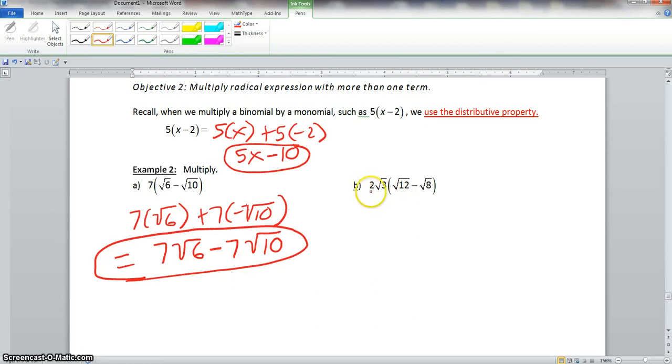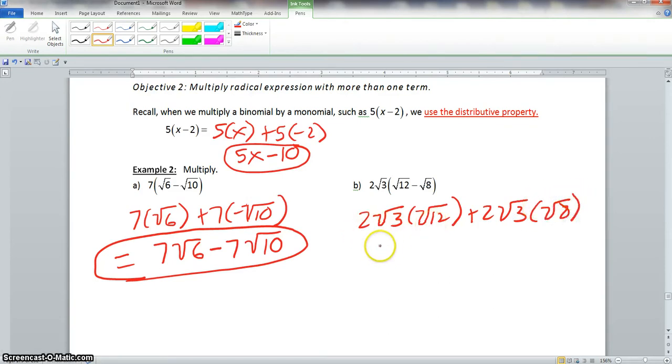Now we come here to B. We would take 2 square root of 3 times both of these terms. So we have 2 square root of 3 times the square root of 12 plus 2 square root of 3 times the square root of 8. So 2 square root of 3 times the square root of 12 is 2 times the square root of 36. And then this is supposed to be a negative square root of 8. A positive 2 square root of 3 times a negative square root of 8 will give us a minus 2 square root of 24.